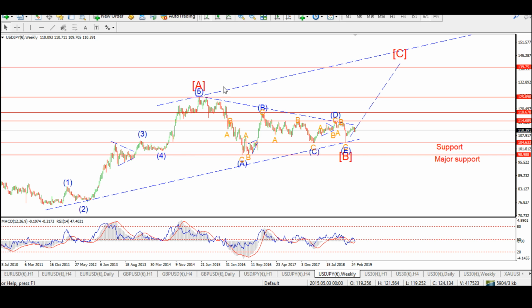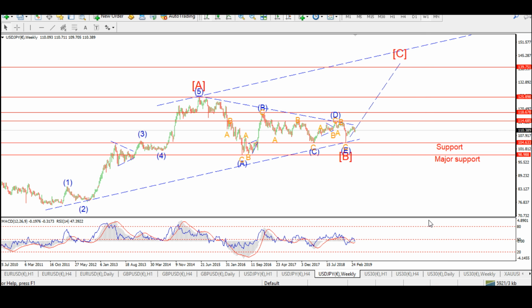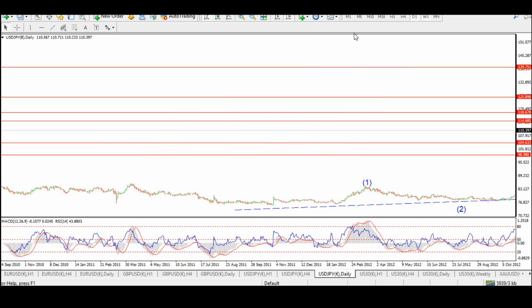Okay, so the weekly chart shows a possible rally beginning in a C wave up with a long-term target up around the 150 area. Let's get into the daily chart. Sure, why not?